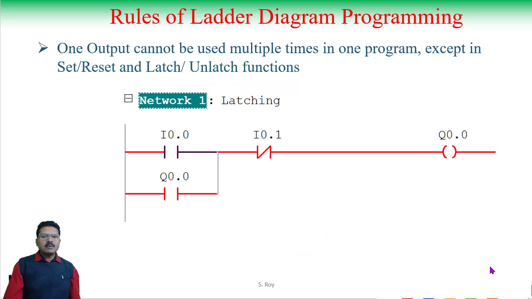I told that a particular output can be used multiple times only while it is used in set, reset as well as the latch unlatch function. In this case, see, Q0.1 has been used here as well as here. This is used for latching operation. In a previous tutorial, I have explained what latching operation is.